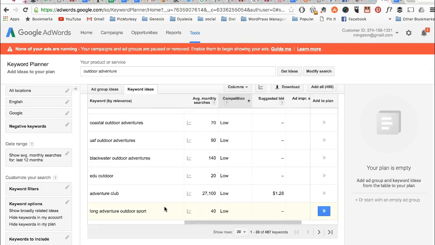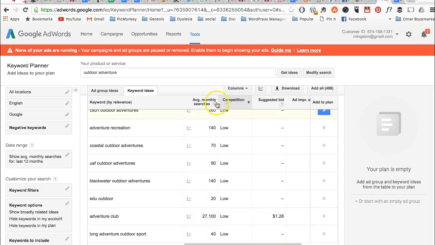We could go here and do average monthly searches instead. So for instance, here you have an average monthly search for Adventure Club, where you get 27,000 searches, but it's still low competition. What that means is not a lot of people are using that keyword, but it also means that 27,000 people are searching for that. So that's one good way to determine whether or not you want to use that keyword.